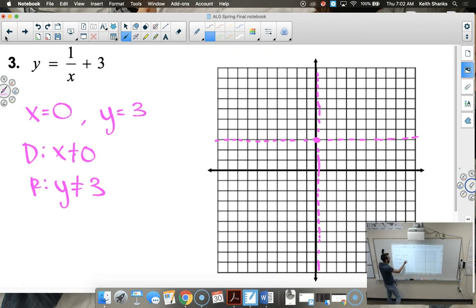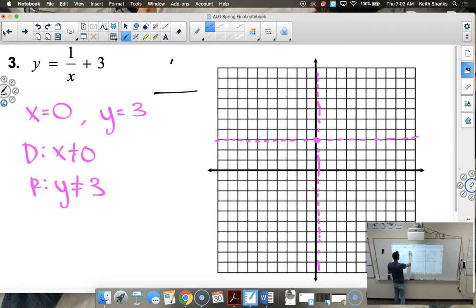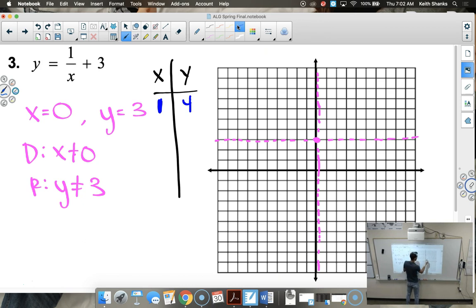Okay. The rest of the time, and again, I'm not going to do number 4. I'll let you kind of figure that out. But I'll graph the asymptotes there. But the rest of the time, you're really just plugging in values for x and y. Okay. Again, I can't use 0, so I try 1. I get 1, and 1 over 1 is 1. 1 plus 3 is 4. So over 1, up 4. It's going to be right there.